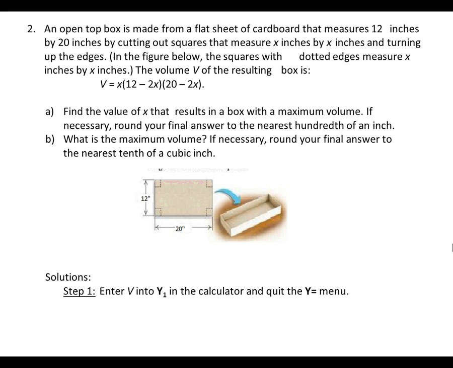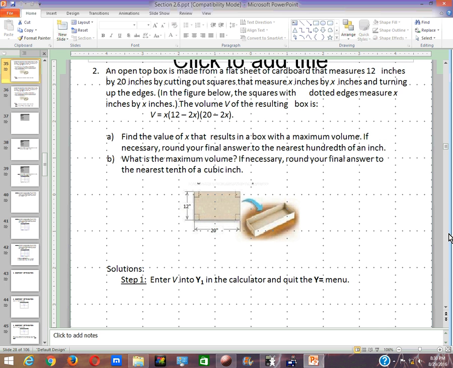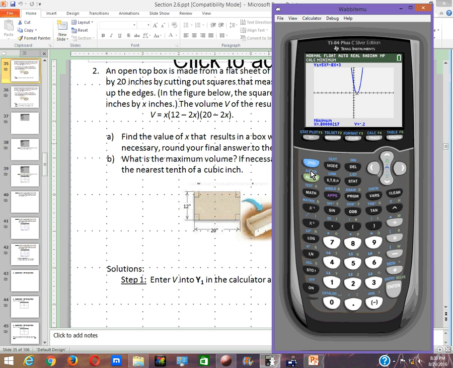Okay, we're going to enter v into y1, so let's take out the calculator again. Okay, quit this. Go to y equal. Get rid of the one that's there. So x, then open parenthesis, 12 minus 2x. Close parenthesis, open another one. 20 minus 2x. Close that parenthesis. And we quit the screen.